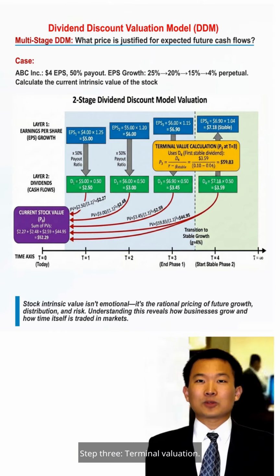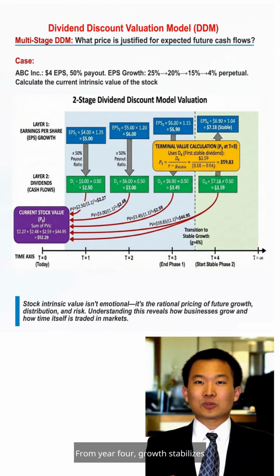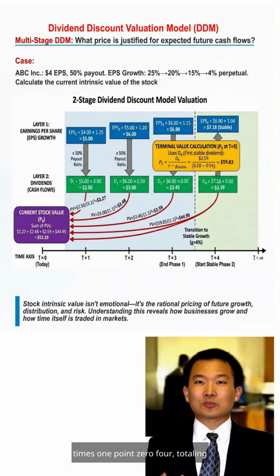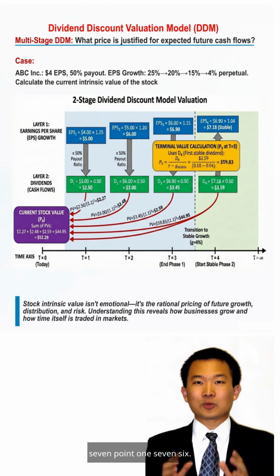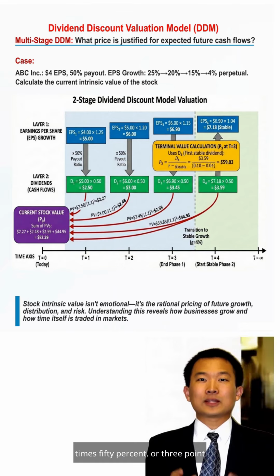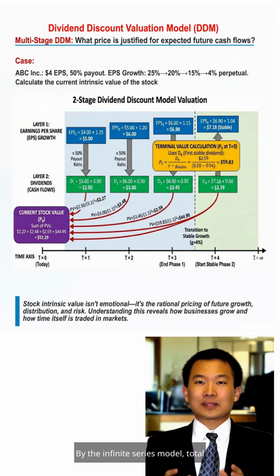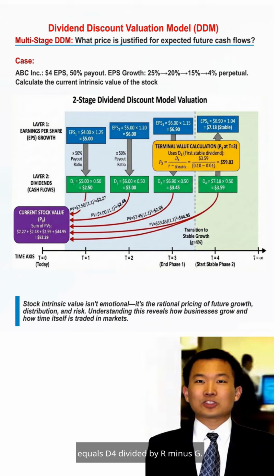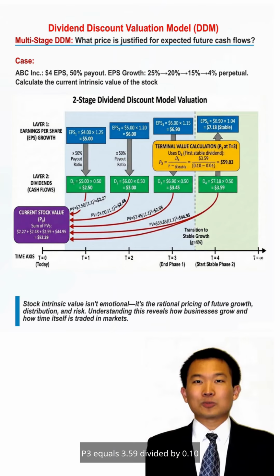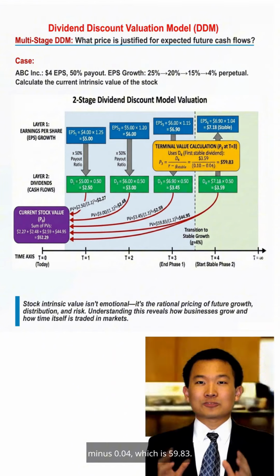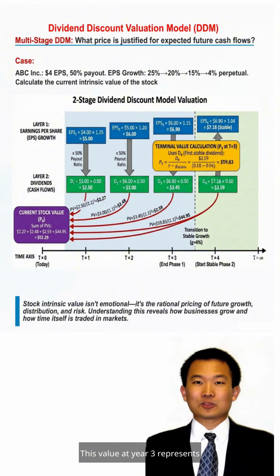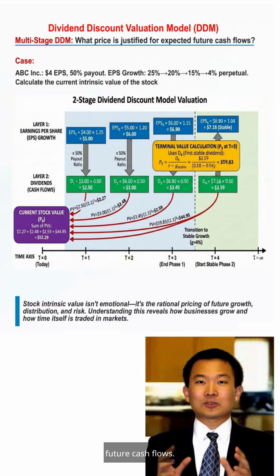Step 3, terminal valuation. From year 4, growth stabilizes at 4%. Year 4 EPS is 6.9 times 1.04, totaling 7.176. D4 is 7.176 times 50%, or 3.59. By the infinite series model, total equals D4 divided by R minus G. P3 equals 3.59 divided by 0.10 minus 0.04, which is 59.83. This value at year 3 represents future cash flows.